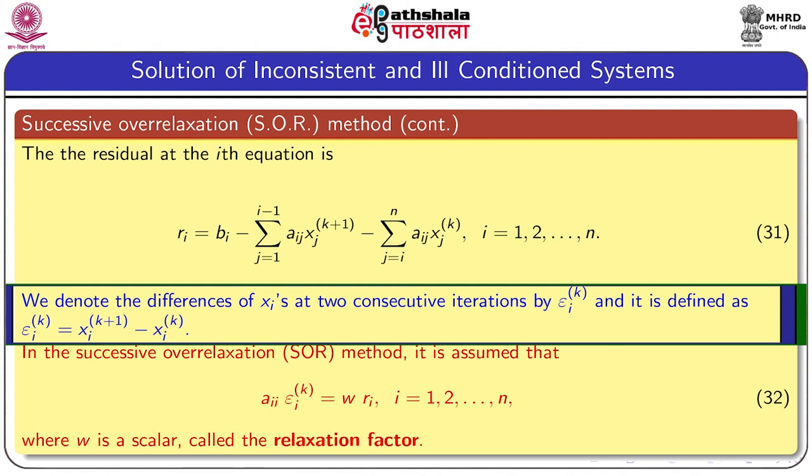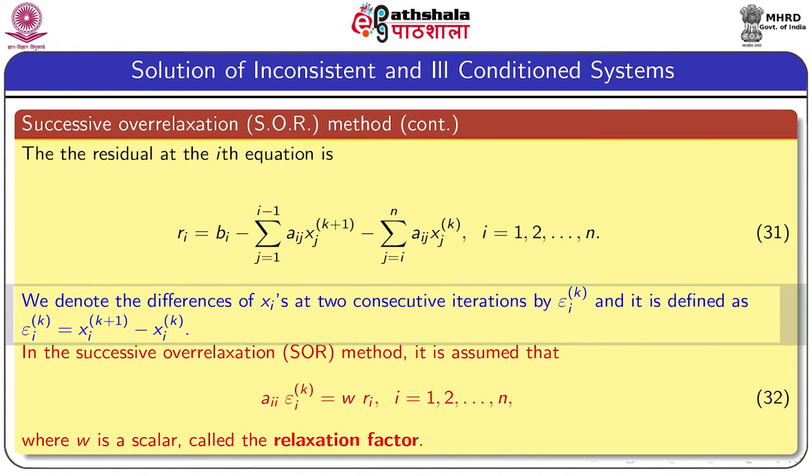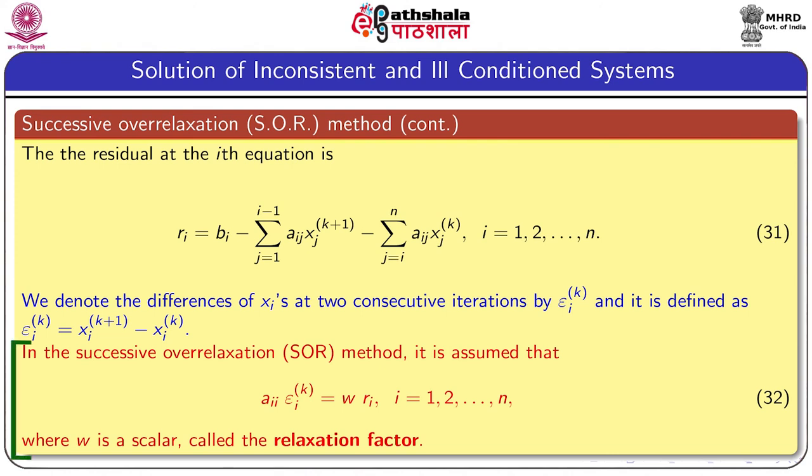Now, we denote the differences of xi's at two consecutive iterations by epsilon i^k, and it is defined as epsilon i^k equal to xi at the (k+1)th iteration minus xi^k. That means the difference between the values of xi at two consecutive iterations k+1 and k.